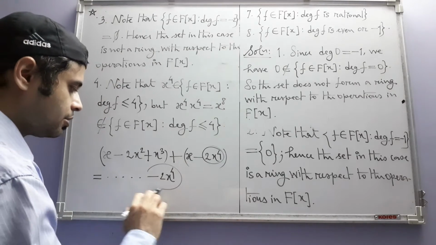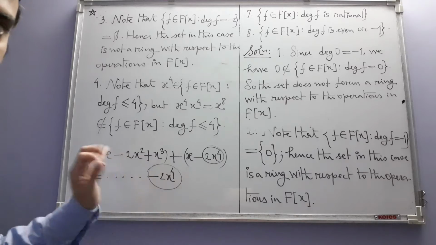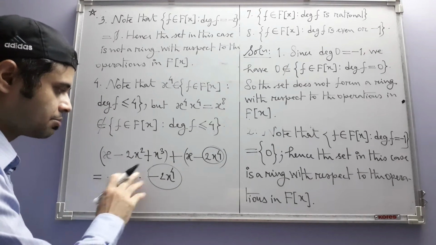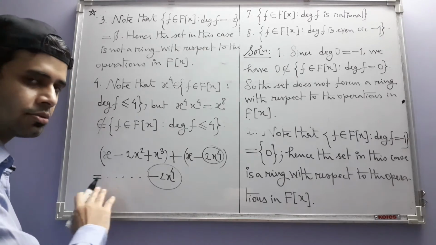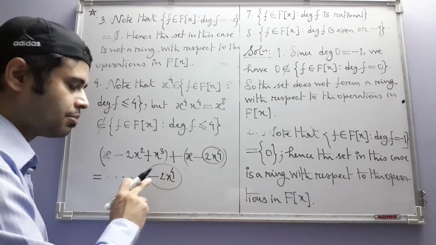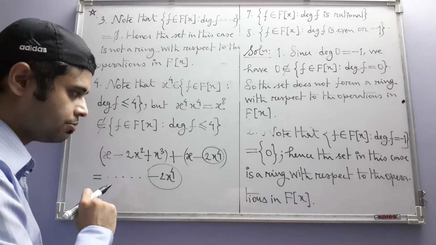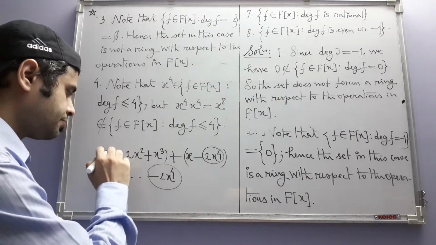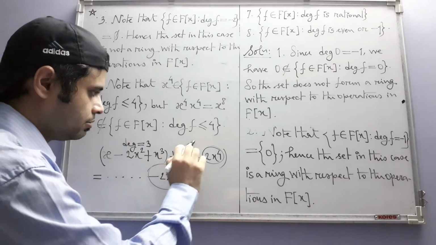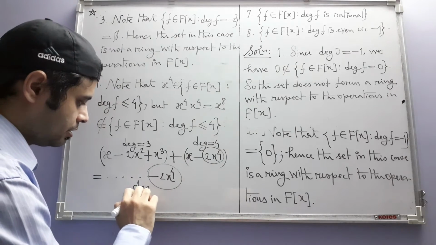So that will continue to contribute to the degree of the sum. I mean, you can see x plus x will be 2x, but we are not really bothered about those lower degree terms. We have to look at the term having the highest exponent with non-zero coefficient. So this polynomial has degree 3, this one has degree 4, and the sum has degree 4.